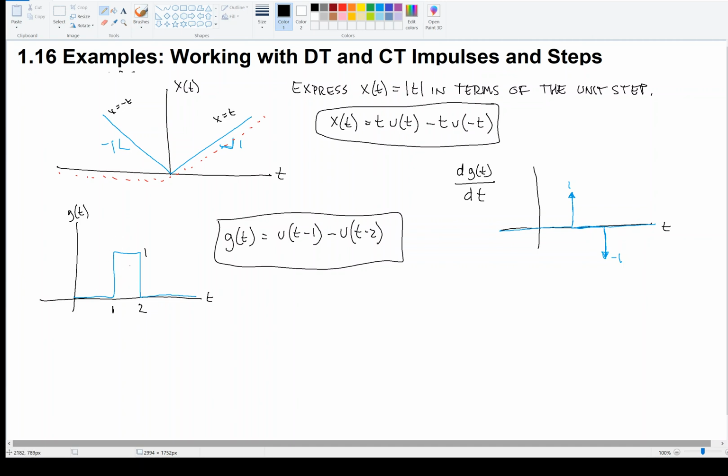So how can we write a mathematical expression for that derivative? Well, we use the impulse. So this is at 1 and this is at 2. So this is the impulse delayed by 1 unit. Then minus, because the next impulse goes down, minus the impulse delayed by 2 units.